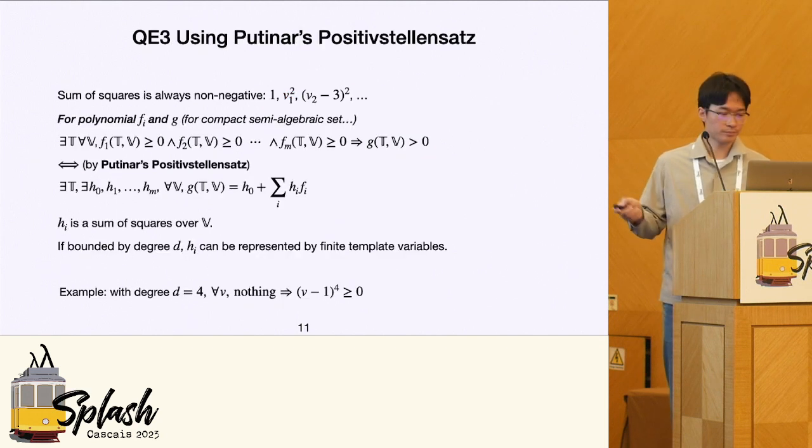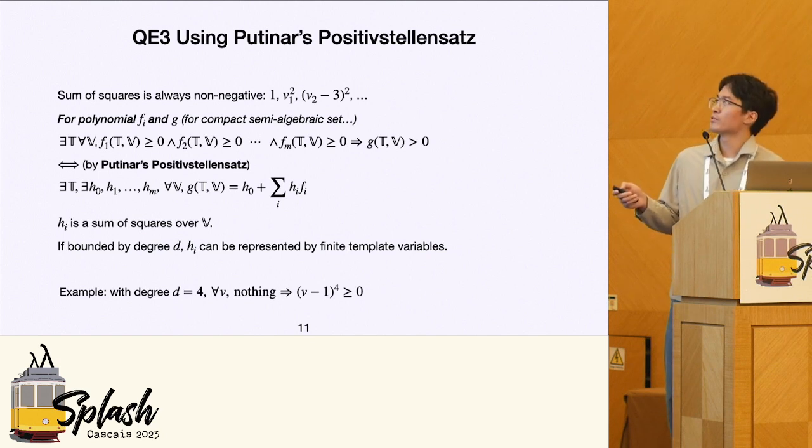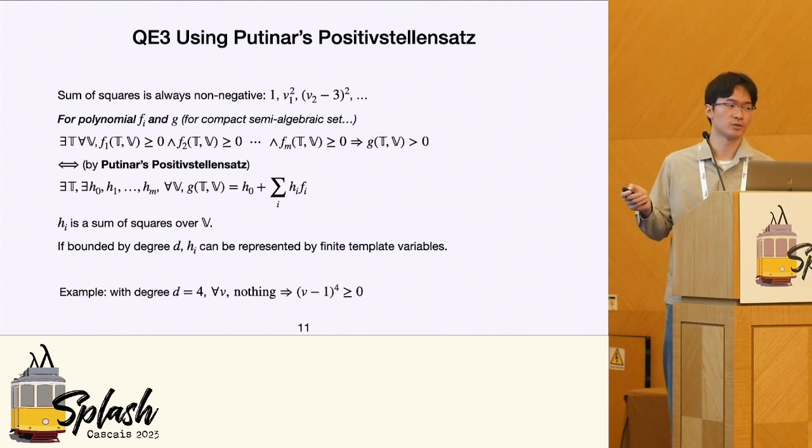And then a stronger version is Putinar's Positivstellensatz. The intuition is that a sum of squares is always non-negative. So without any premise, these expressions are always non-negative. So we can use this and say that g can be represented as a sum of squares plus this thing, where the fi's are non-negative, and then hi is a sum of squares over v, which is automatically non-negative. And this also can be represented by finite template variables. So with this, we can infer something like this from nothing.